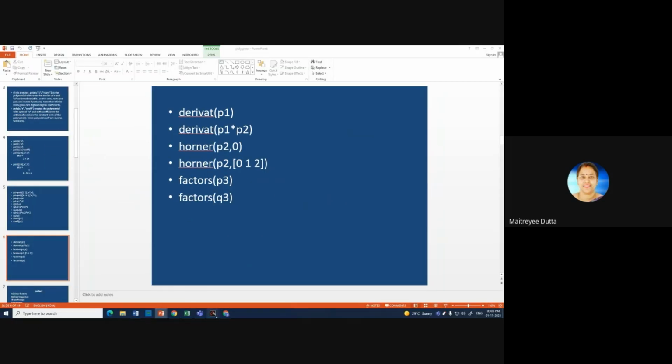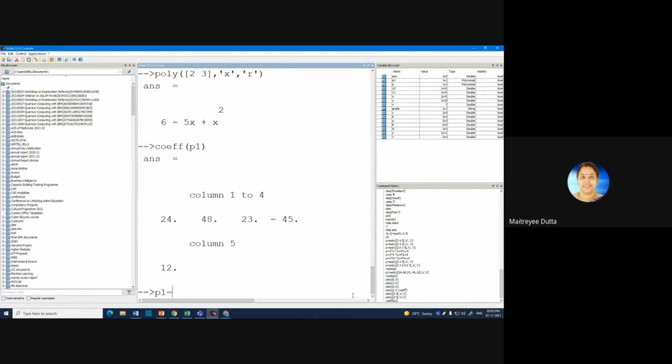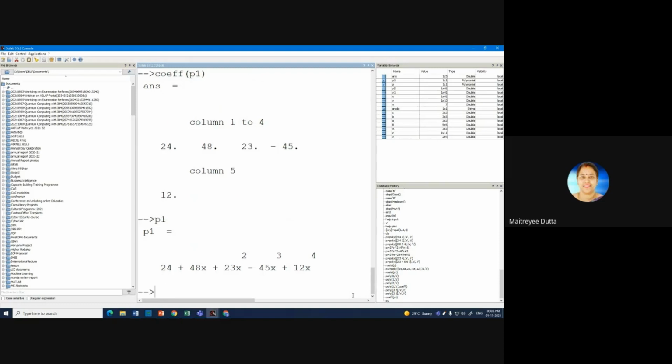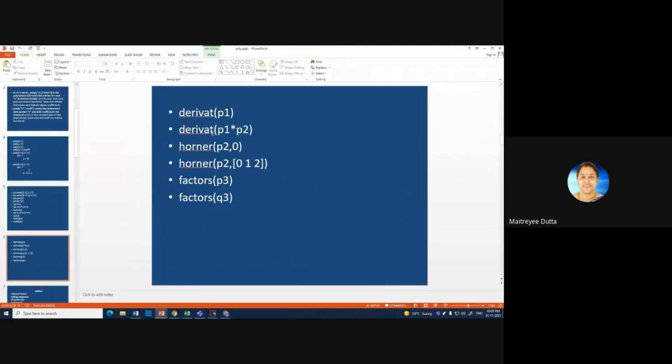Now let us see that our poly p1 has a much higher value. So if I write derivative of p1 with respect to the variable, we can see that it is giving 48 x cubed, 45 into 3, that is 135 x squared, then 23 into 2, that is 46x, plus 48. So this is the derivative of this equation. Similarly, we can get the derivative of p1 into p2, whatever value you want to give, right? This is your derivative.